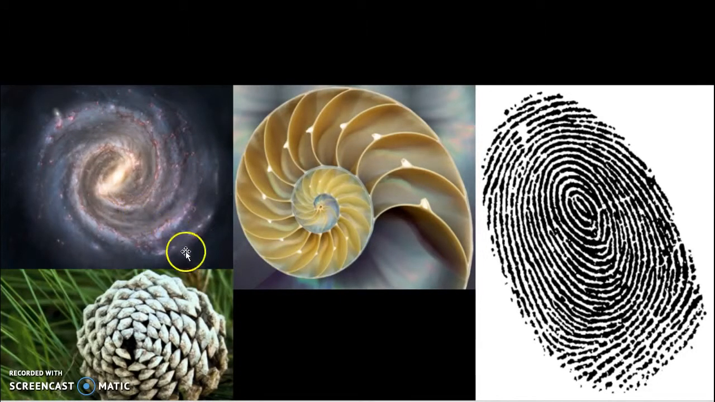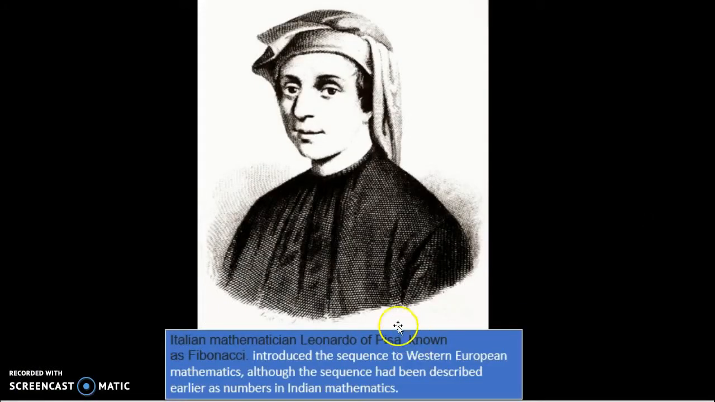What's similar about all these pictures? So you have a pinecone, a galaxy, a seashell, and a fingerprint. Well, you can pause this video and work it out, but anyways, today we're going to be learning about the Fibonacci sequence. The Italian mathematician Leonardo of Pisa, also known as Fibonacci, introduced Western Europe to the Fibonacci sequence, although Indian mathematicians already knew about it.